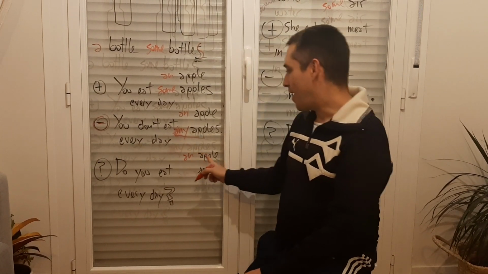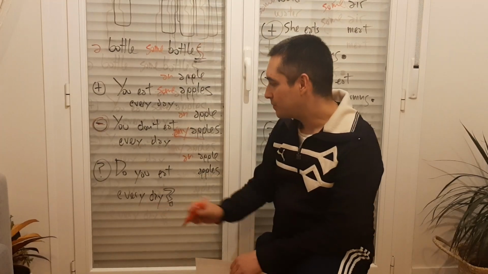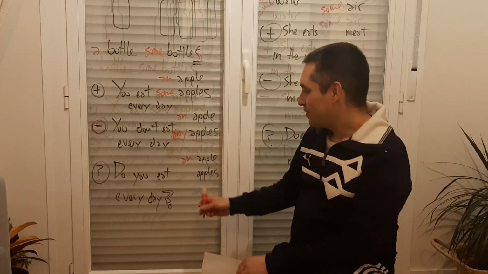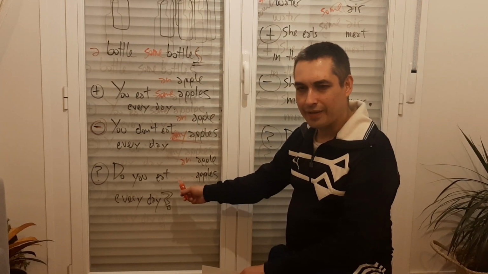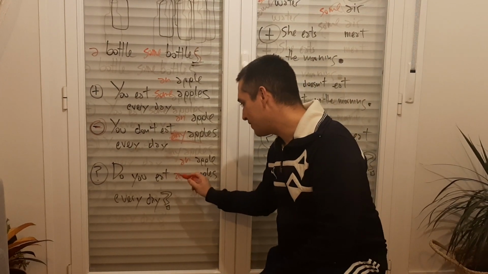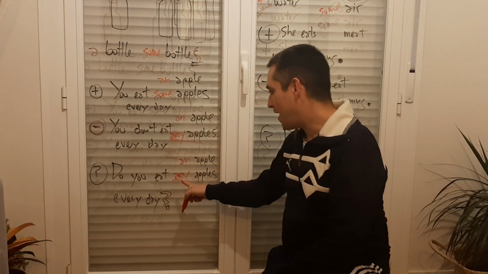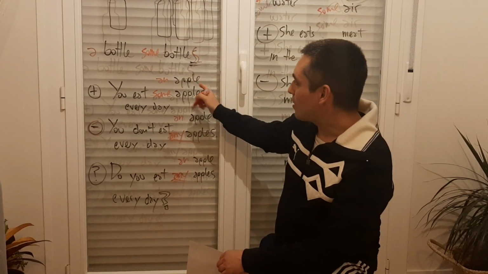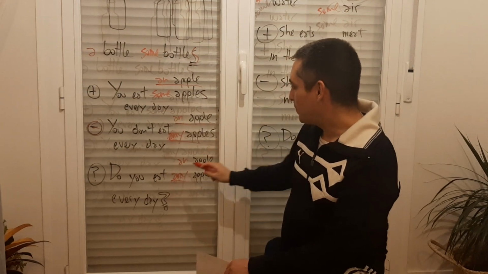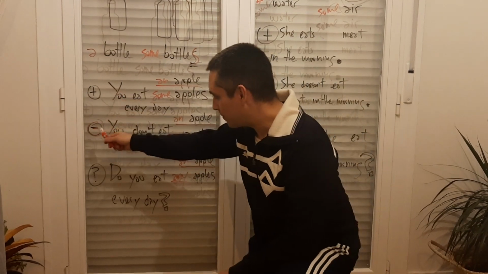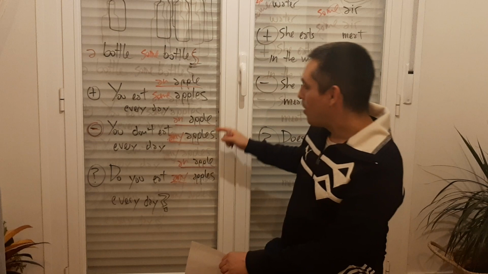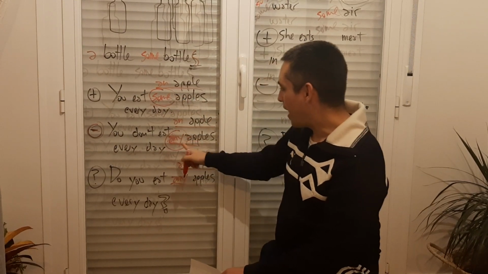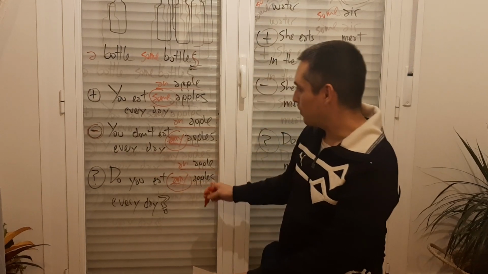Do you eat an apple every day? Do you eat apples every day? Do you eat some or any? In this case, any. Do you eat any apples every day? So what can you see? For the singular, an apple, an apple, an apple: positive, negative, interrogative. For the plural, some apples, any apples, any apples.